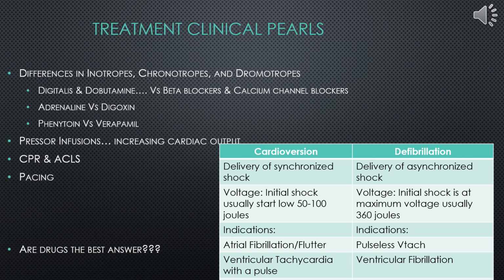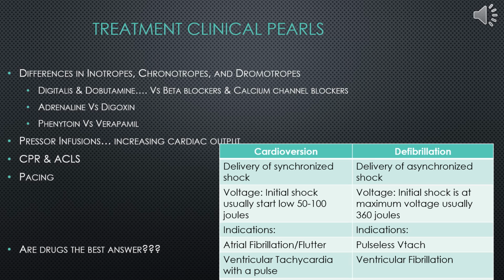Chronotropes, this is really affecting heart rhythm rate. If it's a positive chronotrope, it's increasing the rate, such as adrenaline, versus a negative chronotrope like digoxin, which slows that heart rate down.